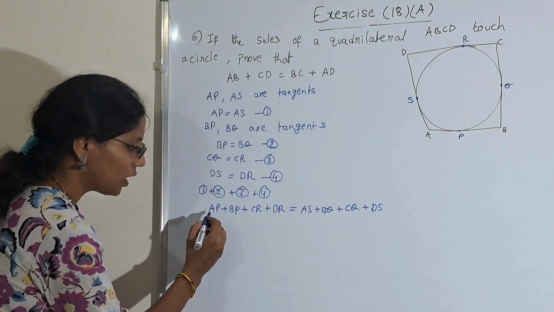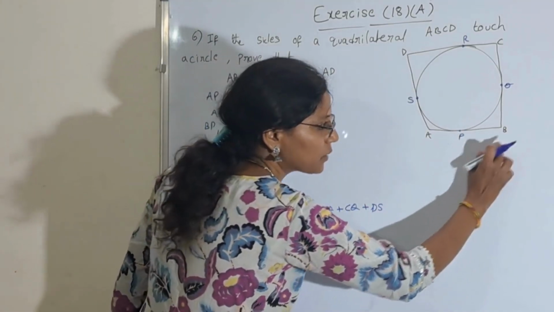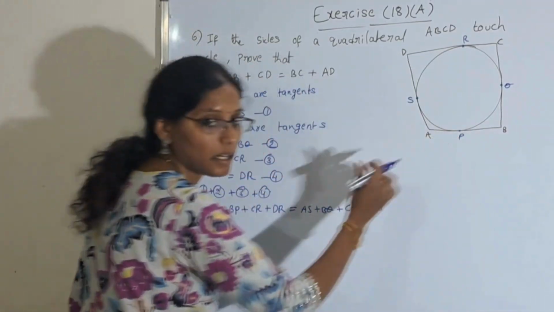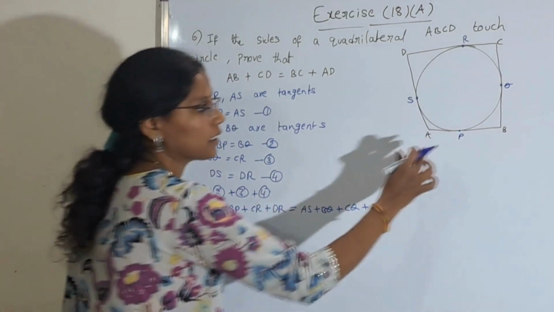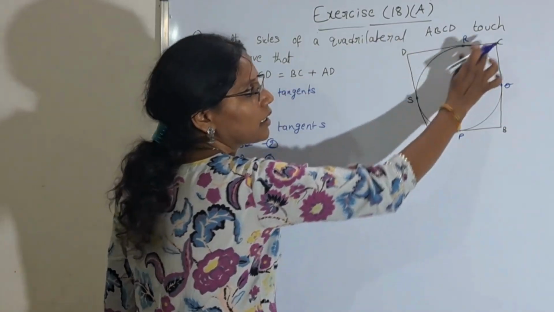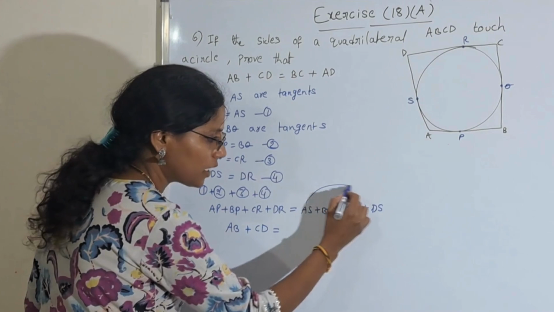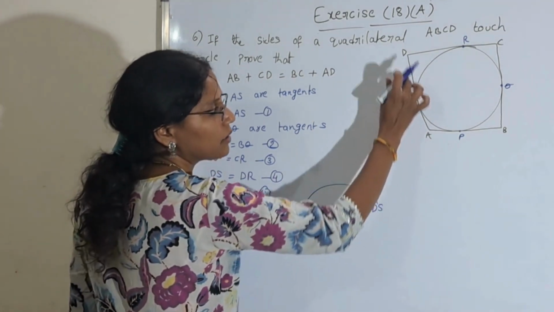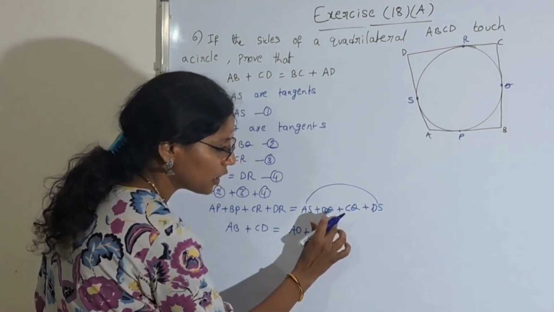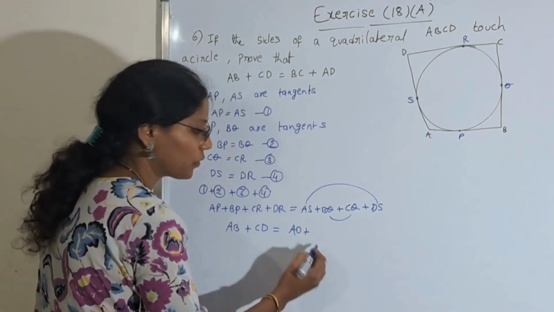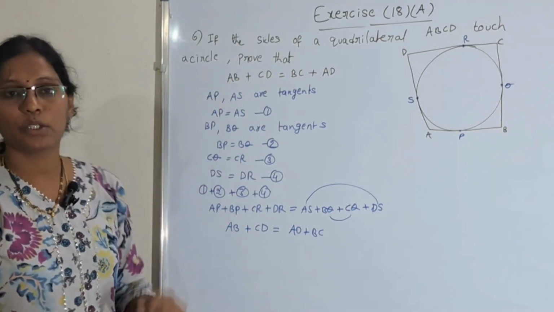AP plus BP. We have to observe the diagram, AP plus BP. What we can write? AB we can write. AB plus, next CR plus DR. CR plus DR, so total CD we can write. CD. Next here AS plus DS, AS plus DS, so AD we can write. AD plus BQ plus CQ, BC. This is our condition, hence proved.